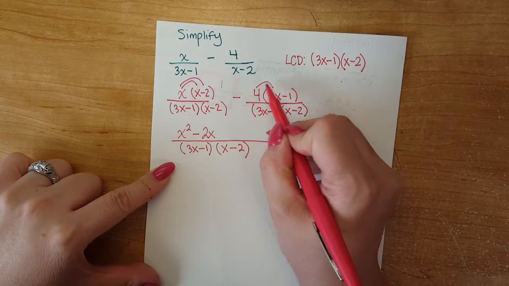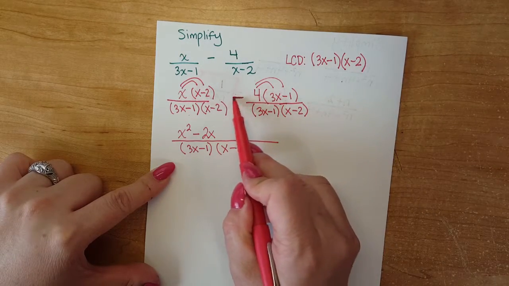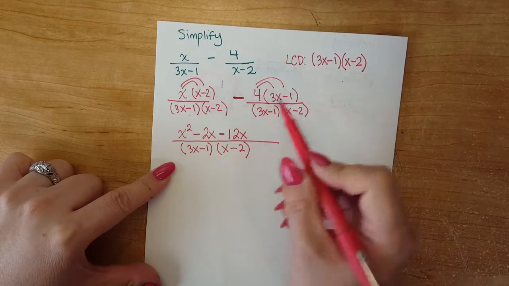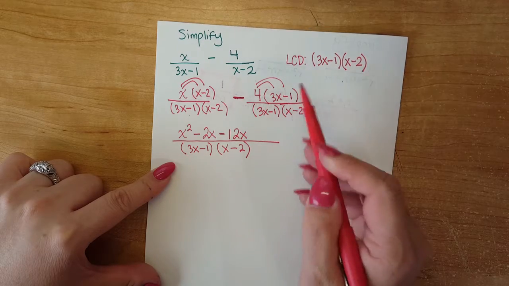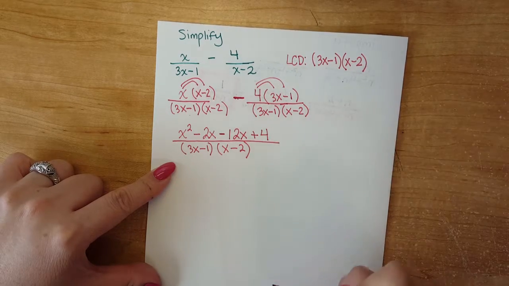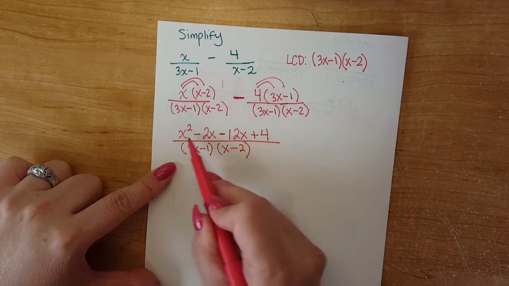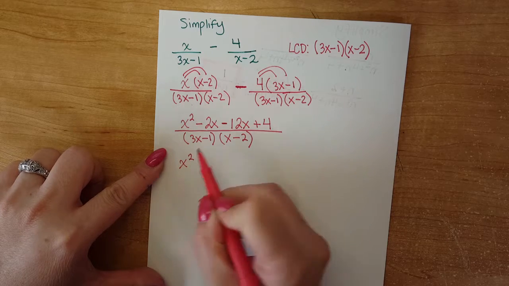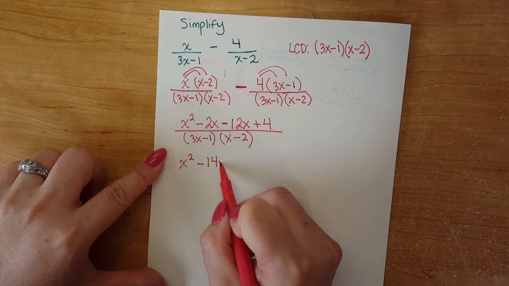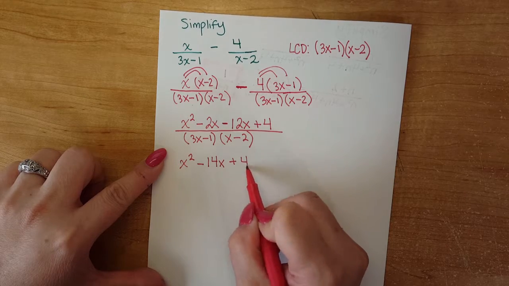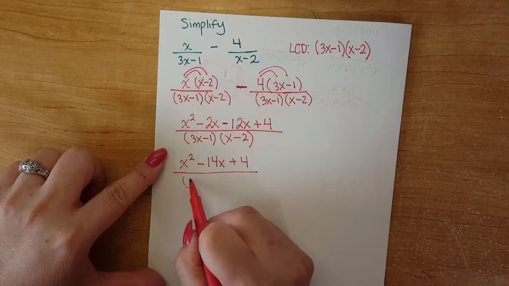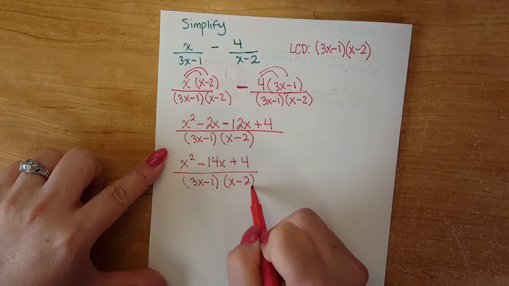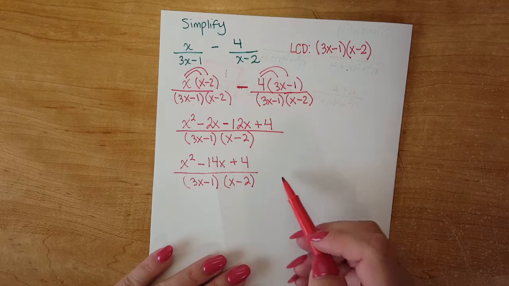So when we distribute the 4, don't forget there's a negative here. So that gets distributed, so that becomes negative 12x. Negative 4 times negative 1 becomes positive 4. Collect your terms, collect everything on top. So that's going to give you x squared minus 14x plus 4 all over 3x minus 1 and x minus 2. Your goal is to simplify all the way.